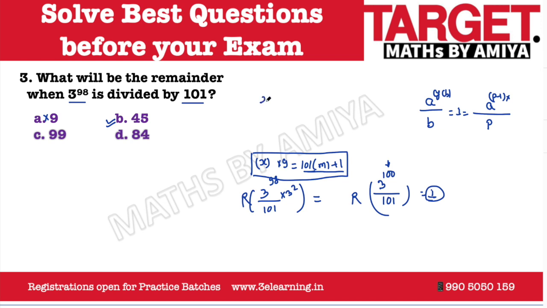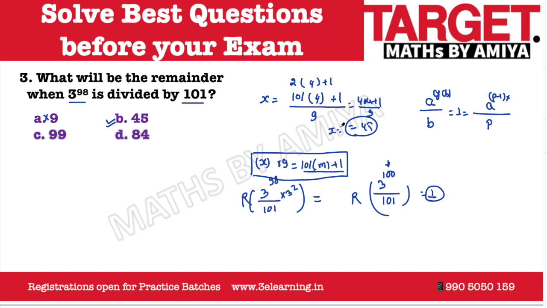Or you can say x is equal to 101 into some value plus 1, divided by 9. So x is an integer. Here we know 101 divided by 9 gives remainder 2, so 2 into something plus 1 should be divisible by 9. So this something must be 4. So we know 404 plus 1 is 405, divided by 9 is 45. So our value of x, the required remainder, is 45.